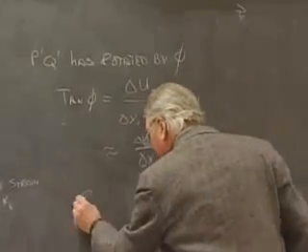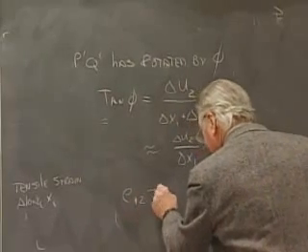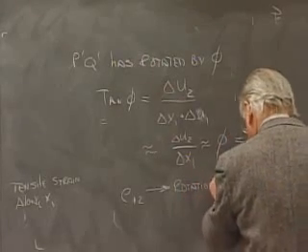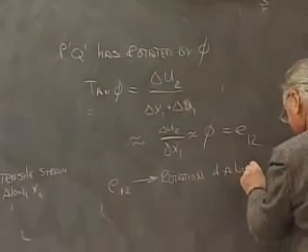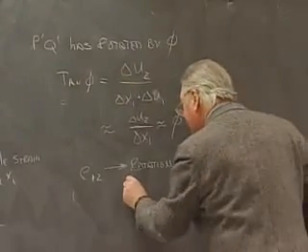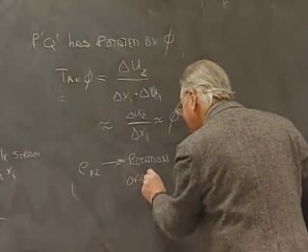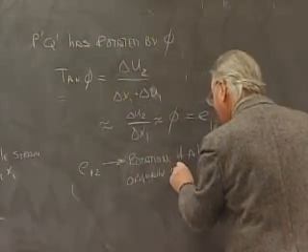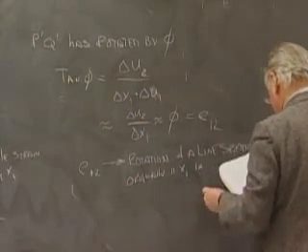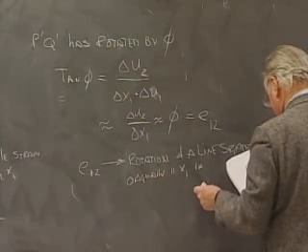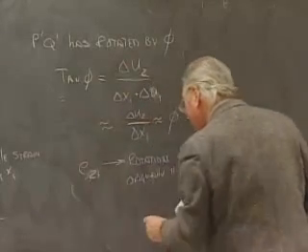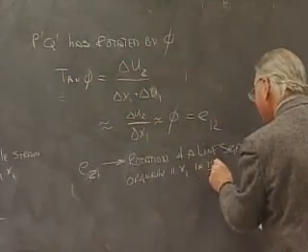So E12 corresponds to a rotation of a line segment that was originally parallel to x1 in the direction of x2. It's E21, I'm sorry, E21, yeah. Along x1 in the direction of x2.